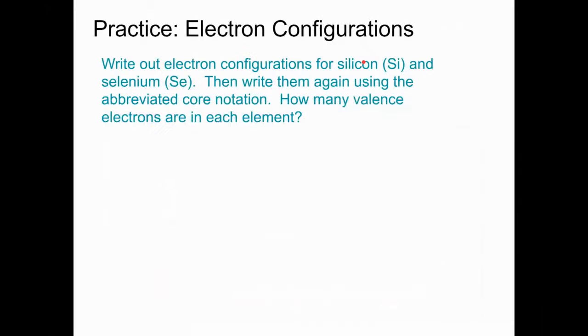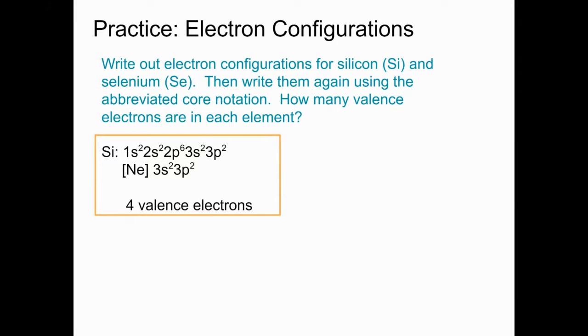Okay, so now let's practice a couple more. So practice writing out the electron configurations for silicon and selenium. Then write them again using the abbreviated core notation. How many valence electrons are in each element? So go ahead and pause the video and try that out.